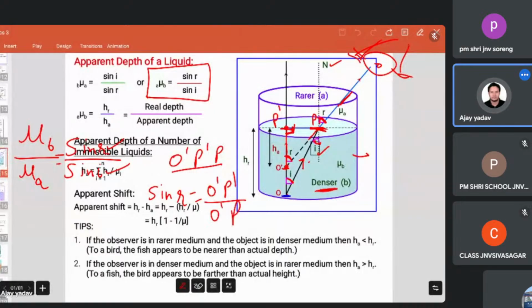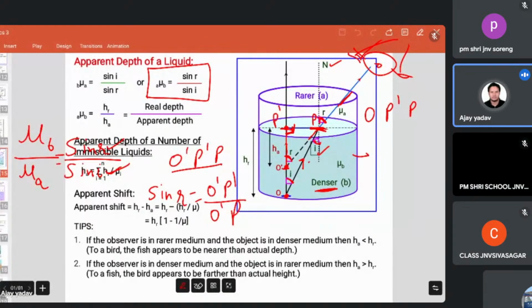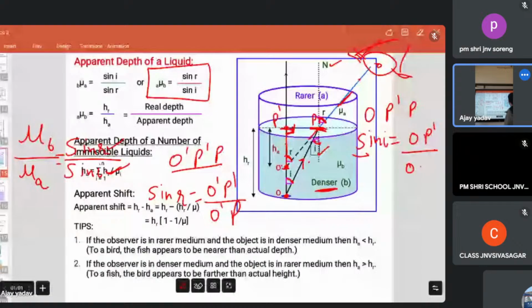This is sin r. Similarly, now we will calculate the value of sin I. Sin I we will calculate from the triangle O, P dash and P. So from this triangle O, P dash and P, sin I is equal to perpendicular upon hypotenuse. What is the hypotenuse? It is OP. No, sorry. Perpendicular is PP dash. So we write here P.